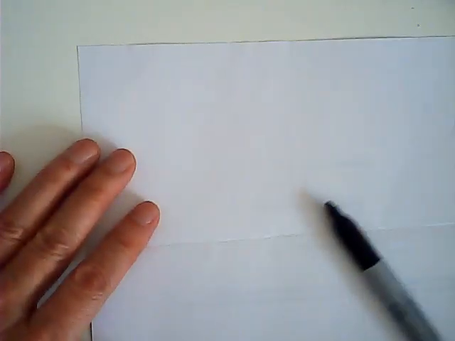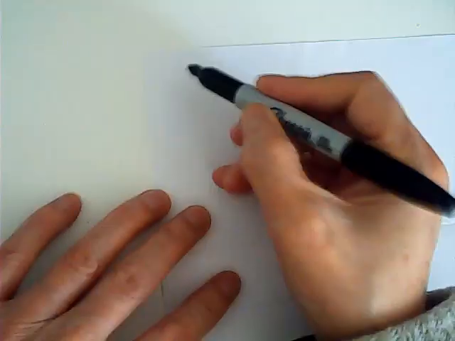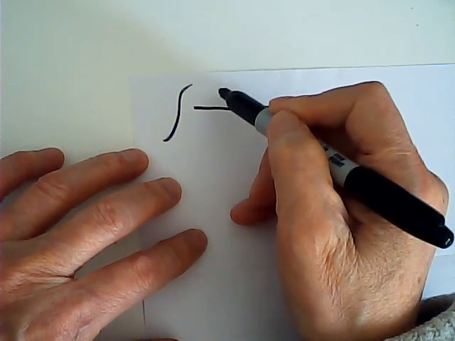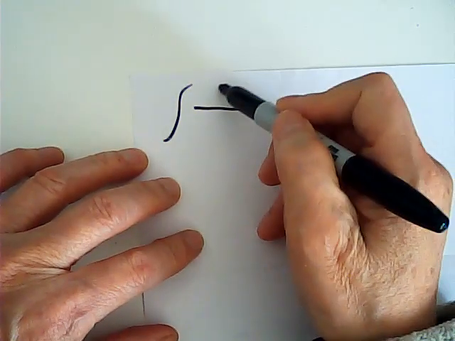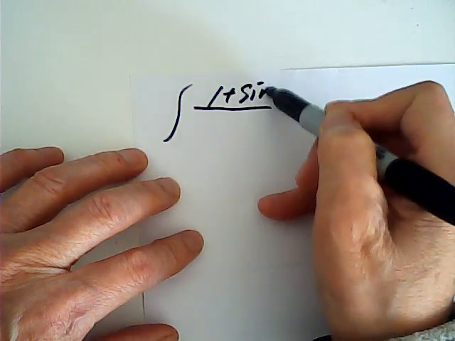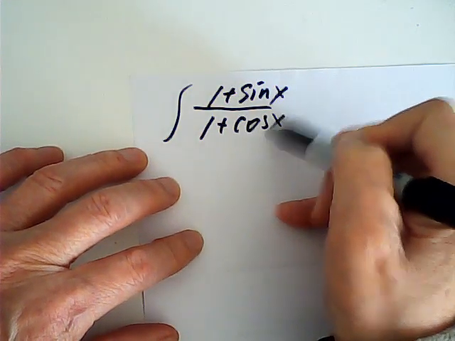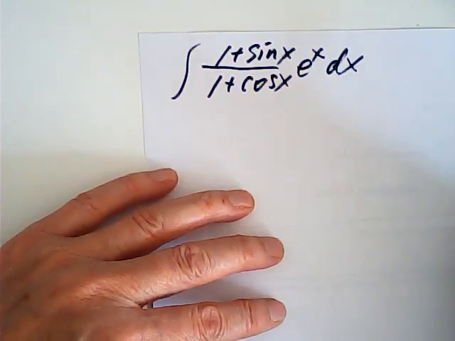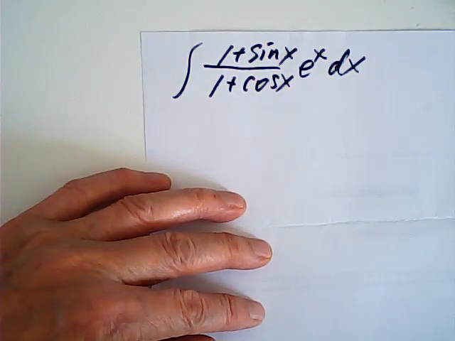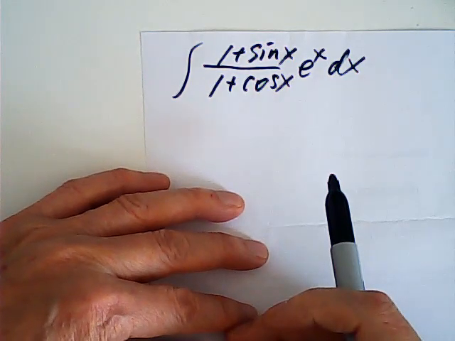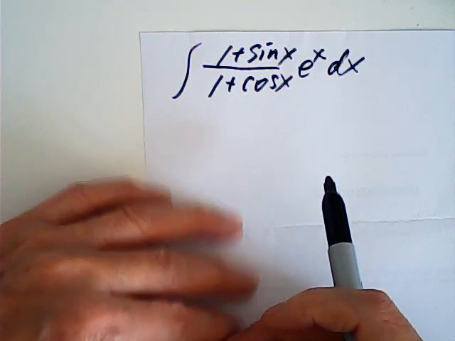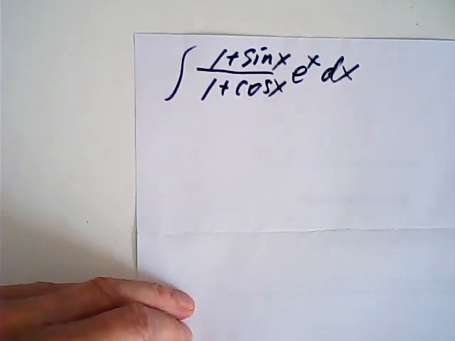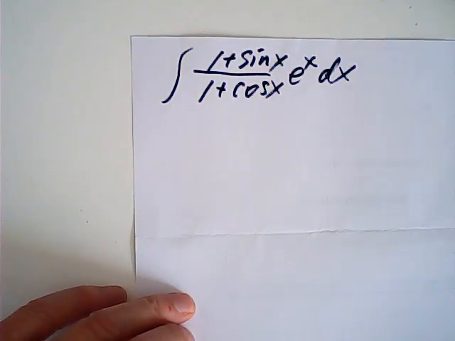Now method 4. Method 4 is the integral of (1 plus sine x) over (1 plus cosine x), e to the x dx. Okay, that's the question. Method 4.